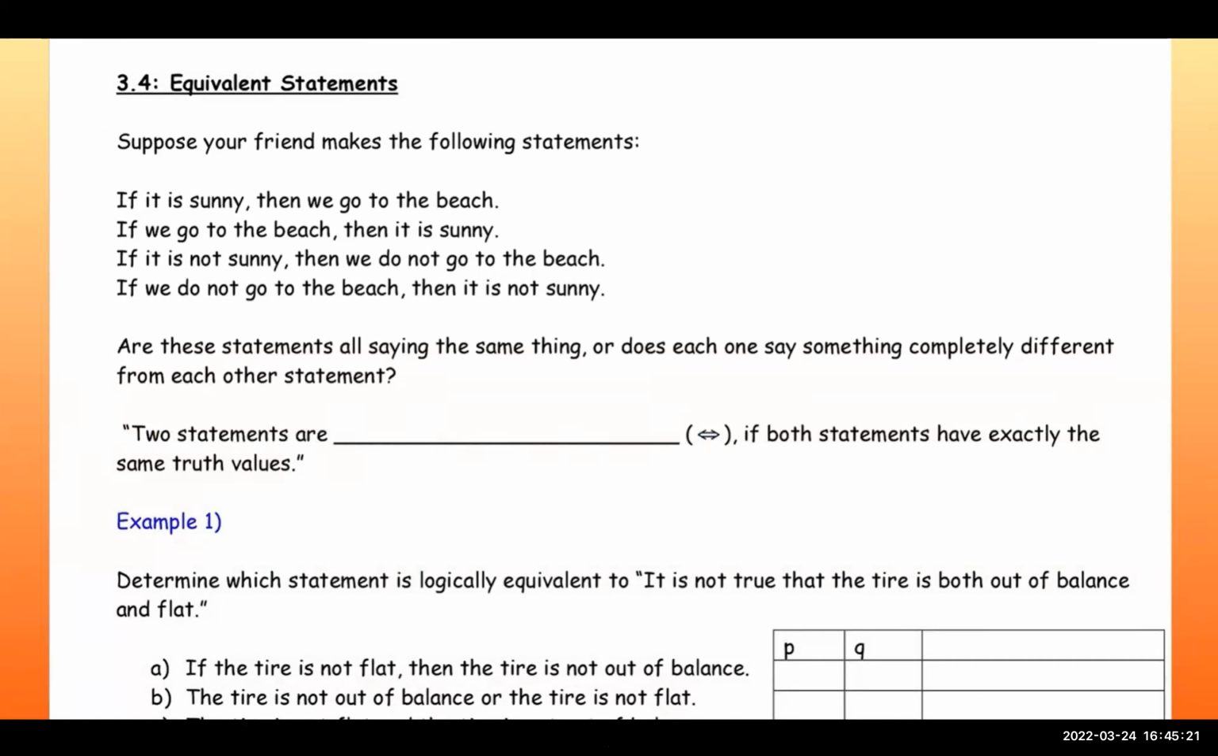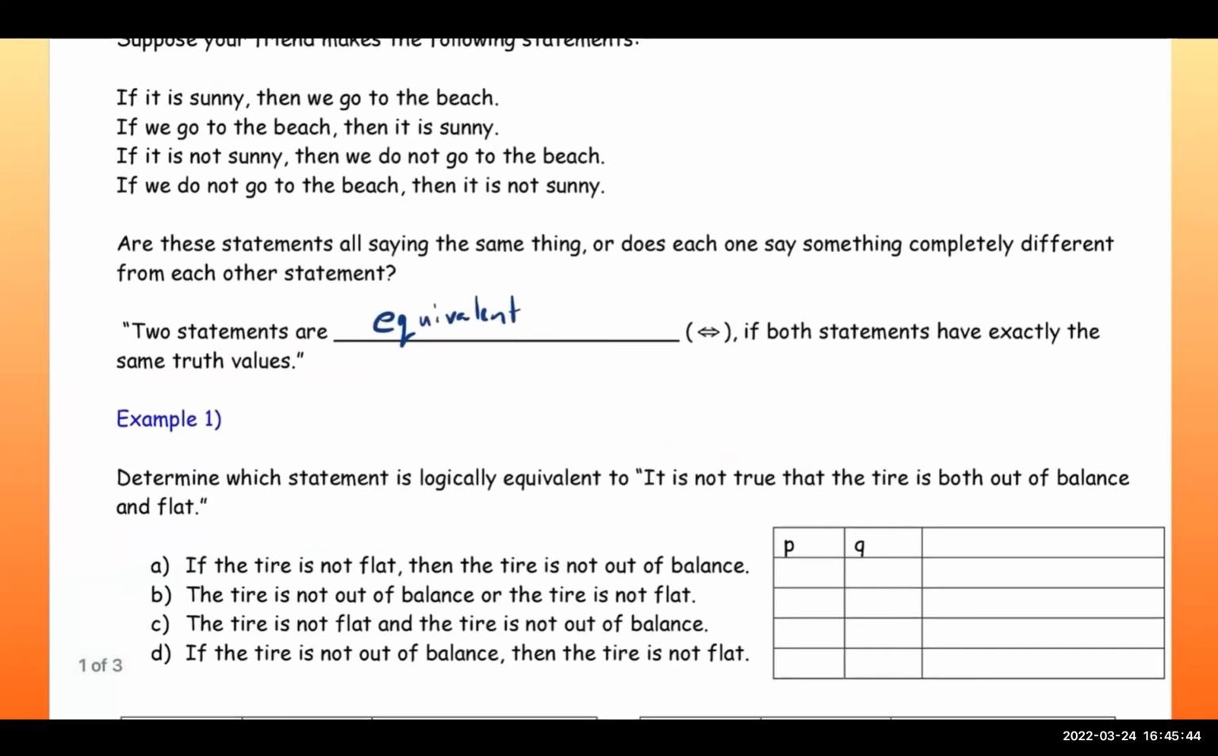Are these statements all saying the same thing, or does each one say something completely different from each other statement? So the two statements are equivalent. And this is the notation that we use for equivalence, a double-sided arrow, if both statements have exactly the same truth values. So let's go through some examples.